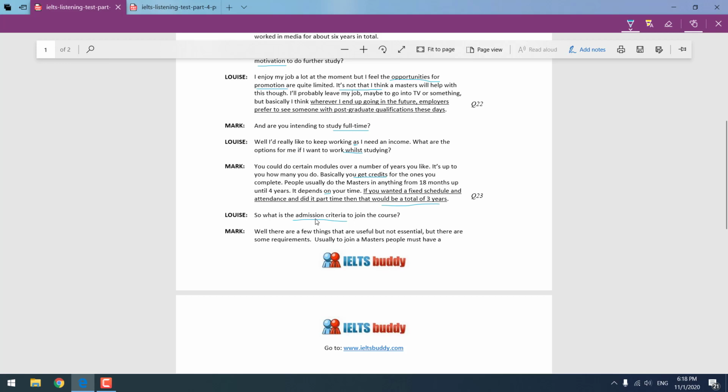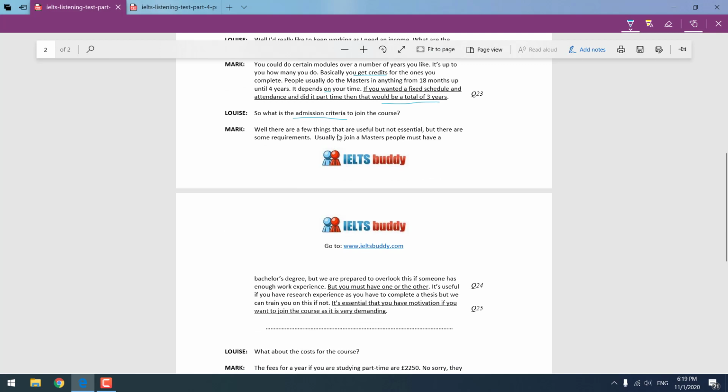Well, there are a few things that are useful but not essential. Essential means that it's something useful and necessary. But there are some requirements. Usually to join a master's, people must have a bachelor's degree, but we are prepared to overlook this if someone has enough work experience. To overlook means to look at something and not take it seriously or not deem it important. But you must have one or the other.